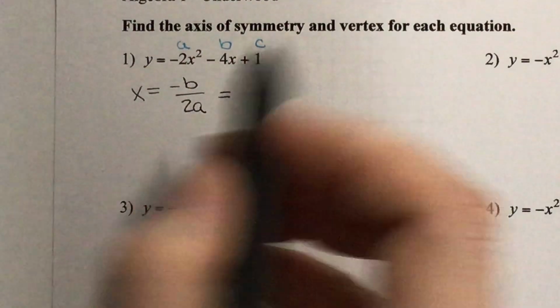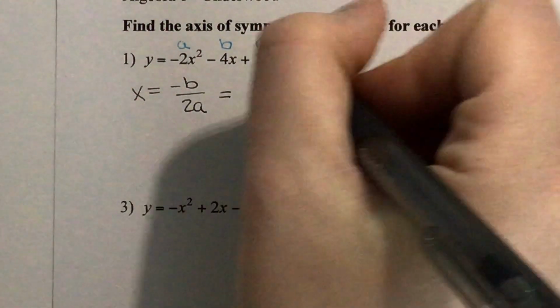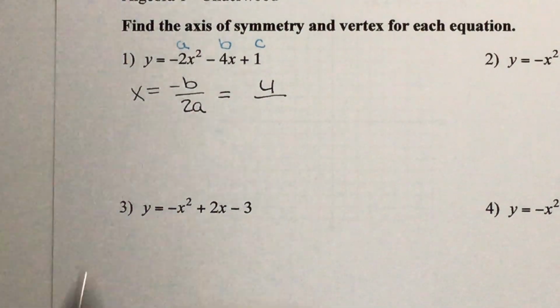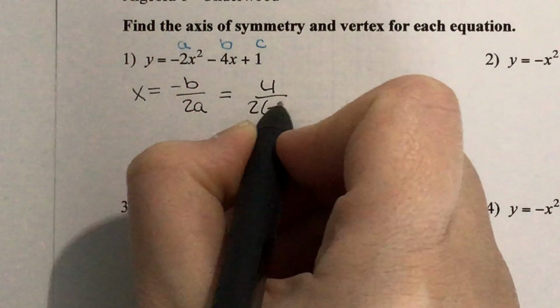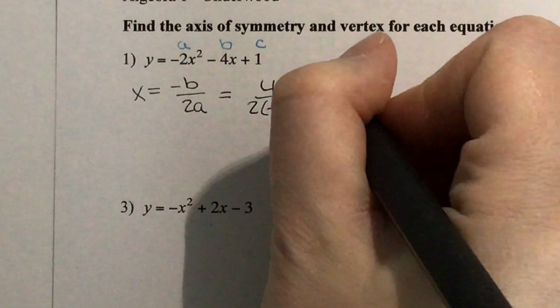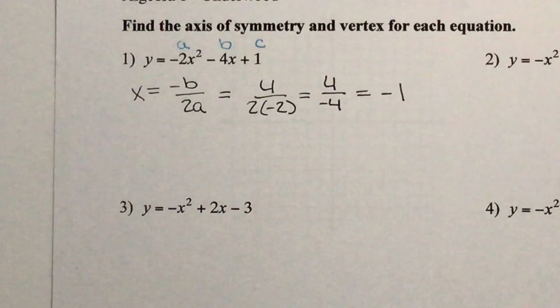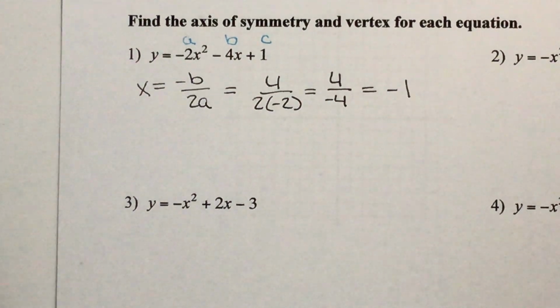So negative b, my b is already negative, it's a negative 4, so that will turn it positive. And then over 2a, a is negative 2, so this is 2 times negative 2. Okay, so we have 4 divided by negative 4, which is negative 1. Okay, so axis of symmetry, x equals negative 1.